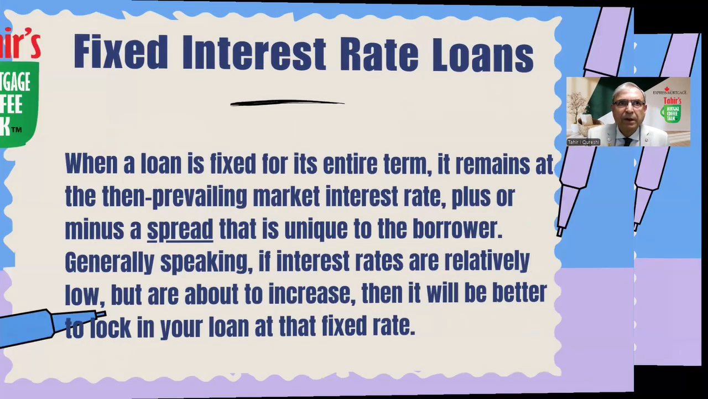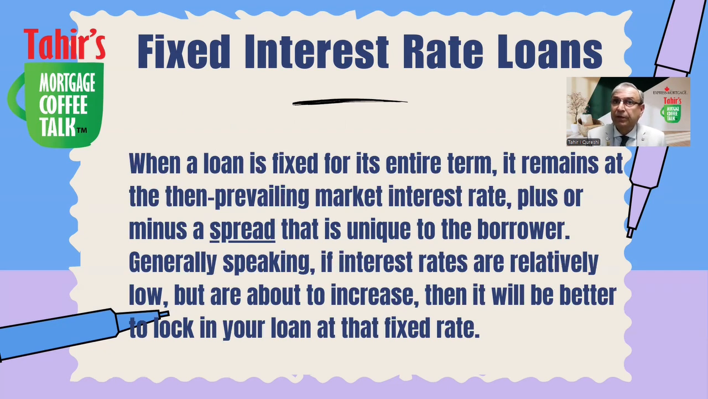Now, when a loan is fixed for its short term, it remains at the same prevailing market interest rate, plus or minus a spread that is unique to the borrower. So sometimes you have other arrangements. Some people are even going for second mortgages. And you have a blended mortgage. So it depends how you are doing it. But as long as it's fixed, you are okay.